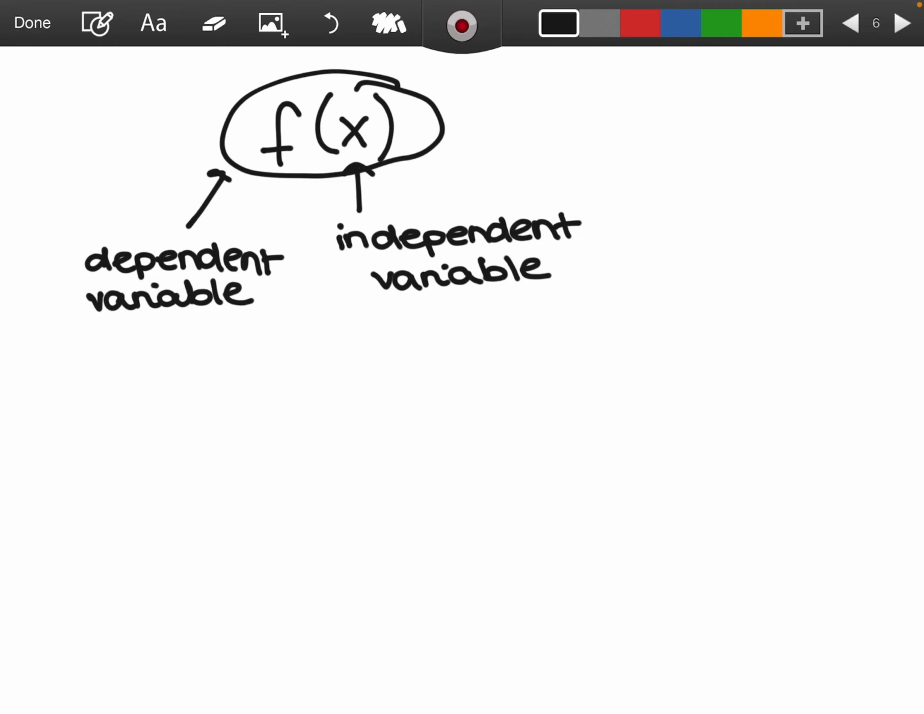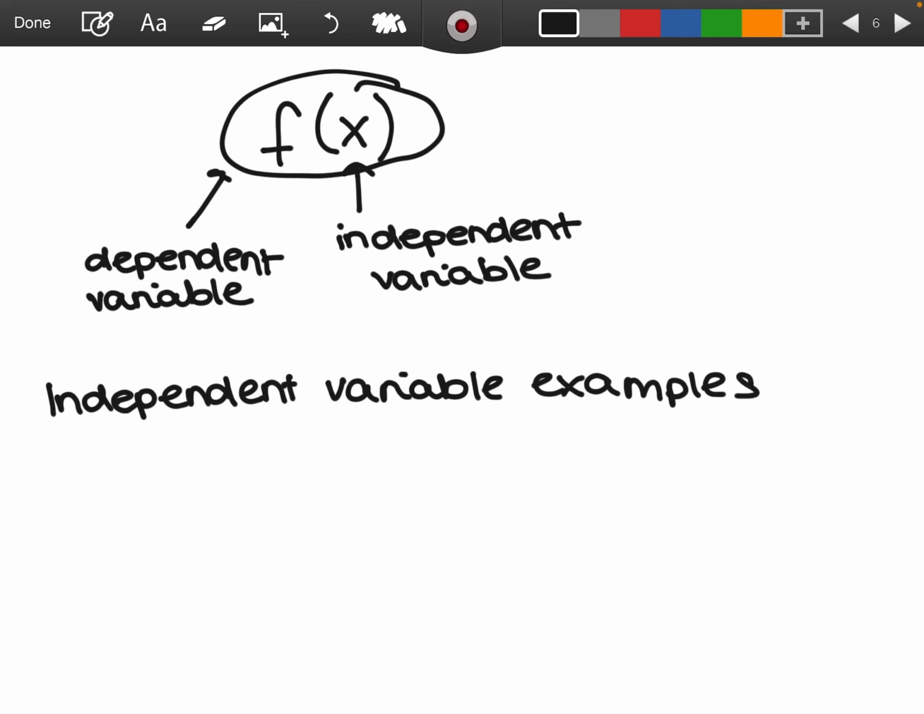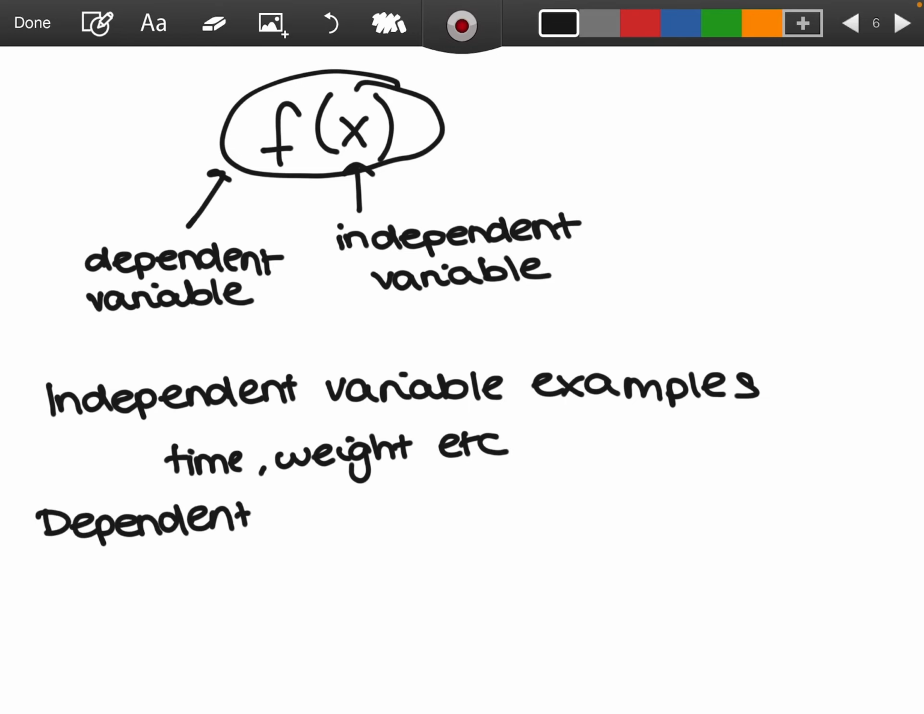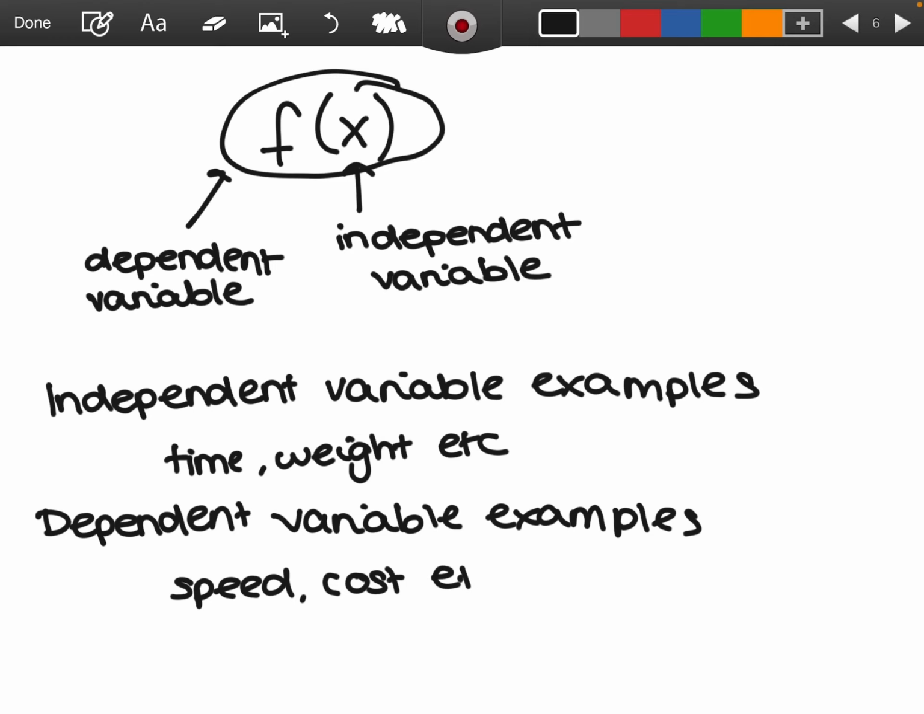So I'm going to do a couple examples here, but we will write this down. So independent variables are things like time and weight. And then dependent variables are things like speed, cost, etc.